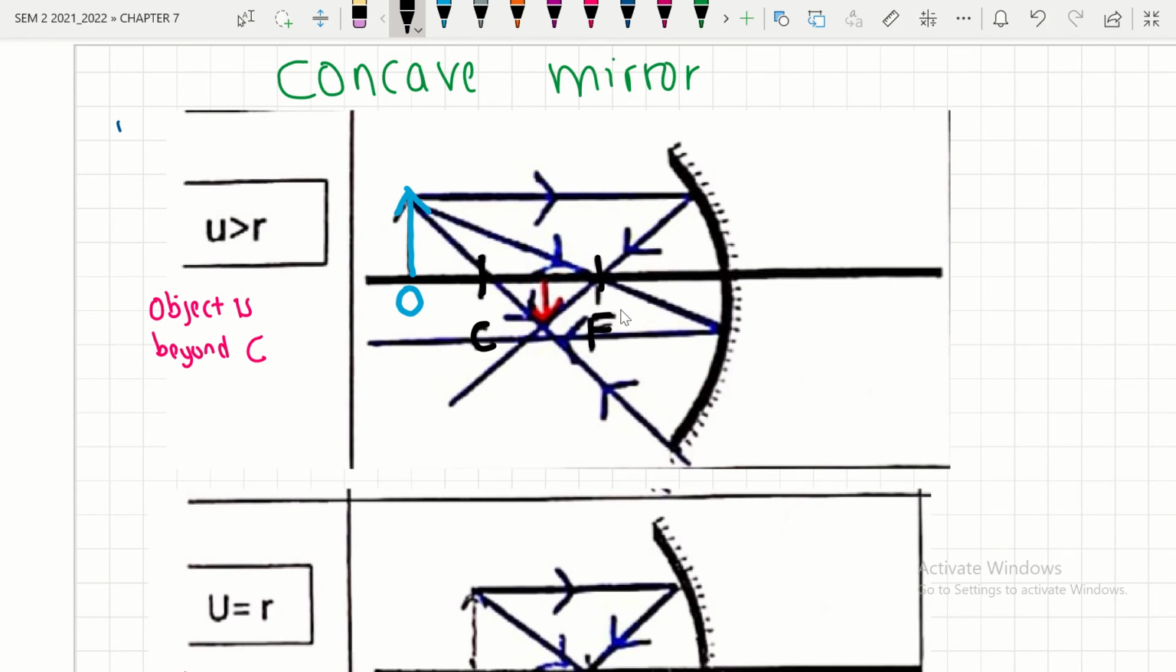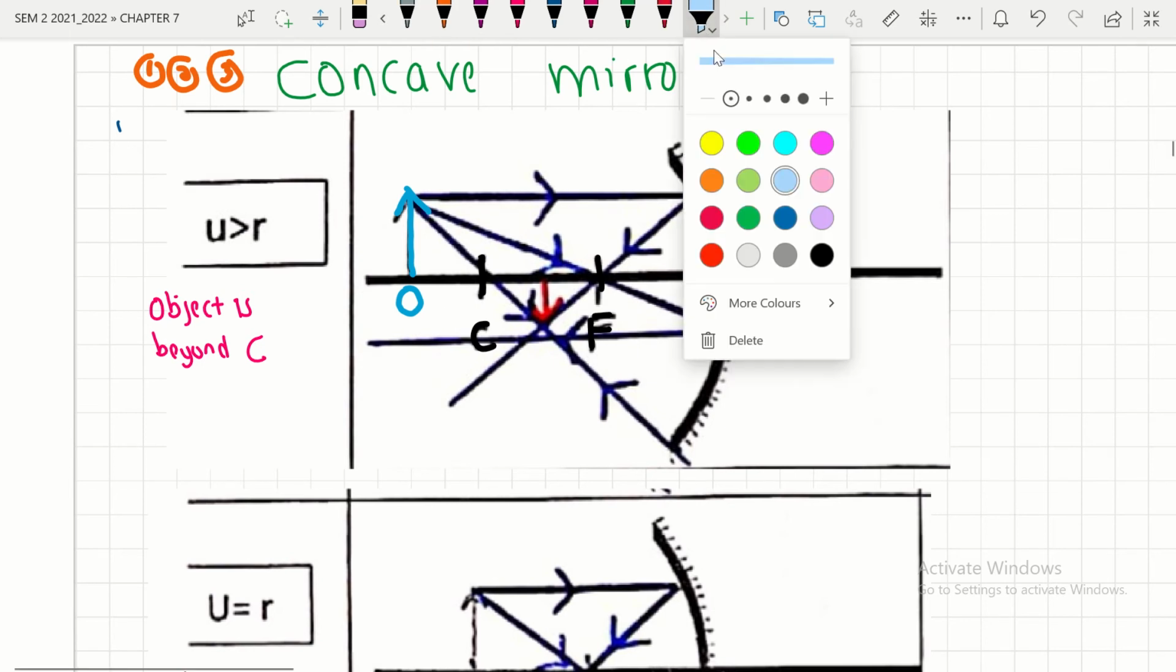So kalau kita nak cari image dia, kita nak kena lukis ray diagram. Kita belajar 3 ray diagram. Okey, 1, 2, 3. So sebenarnya bila kita nak lukis, kita cuma hanya perlu lukis 2 daripada 3. We only need to draw 2 out of 3 ray diagram. Tapi untuk yang first ini, Miss akan tunjuk ketiga-tiganya sekali.